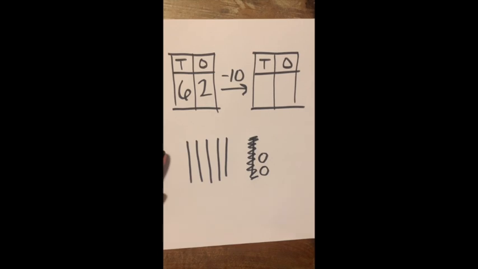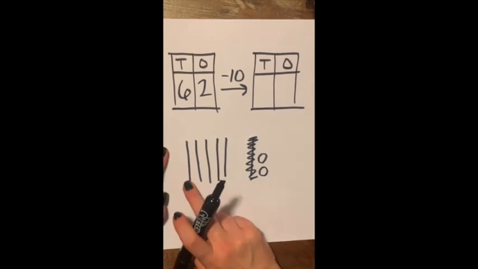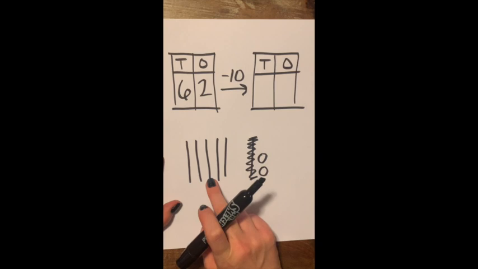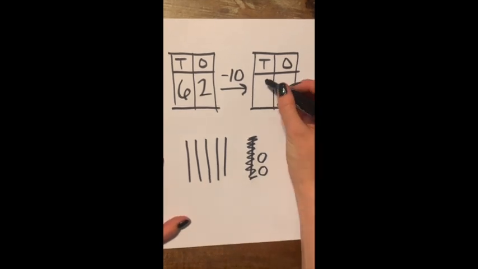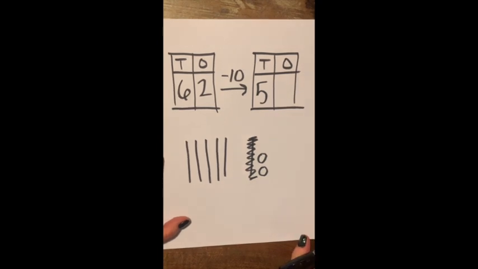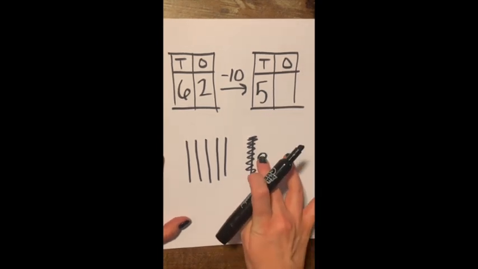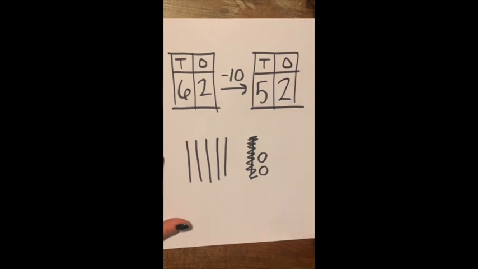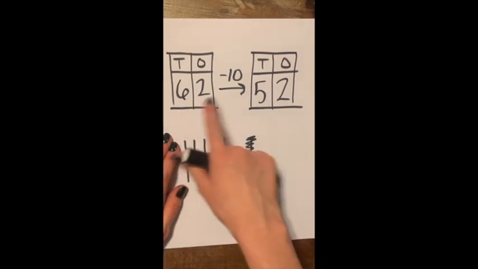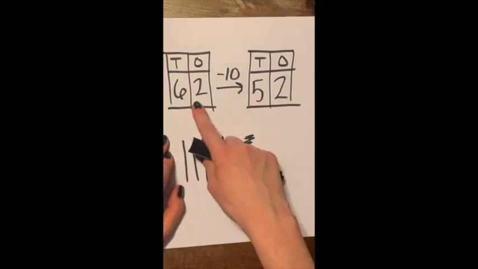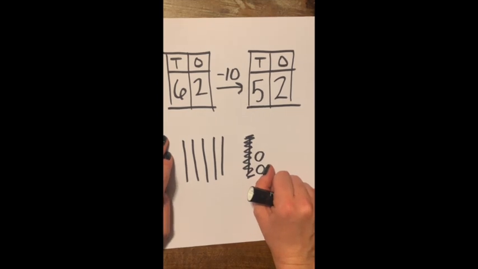Now let's count the tens that we still do have. 1, 2, 3, 4, 5. 5 tens and 1, 2 ones. Which place value changed? Which one stayed the same? If you said that the tens place changed and the ones place stayed the same, you are correct.